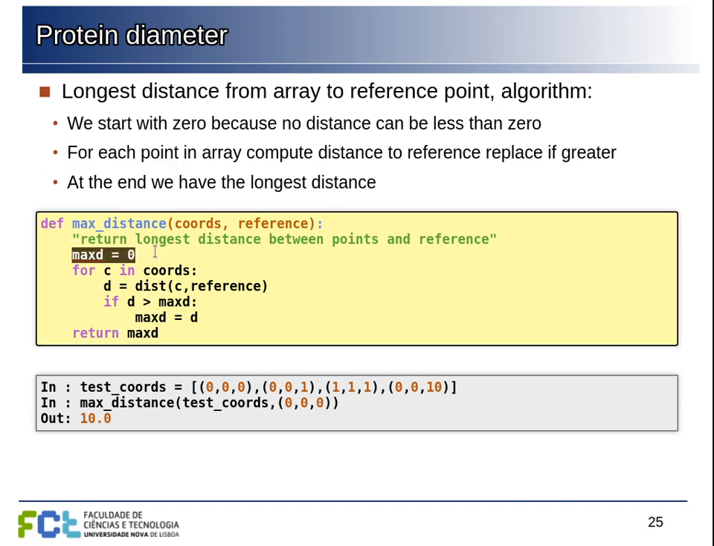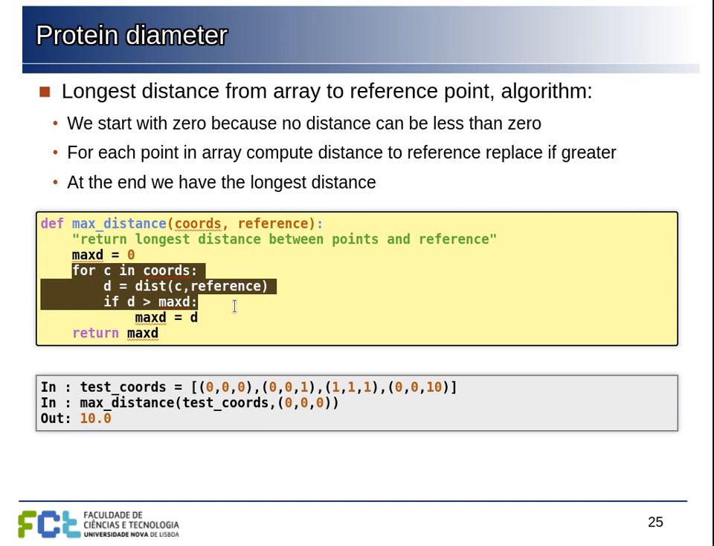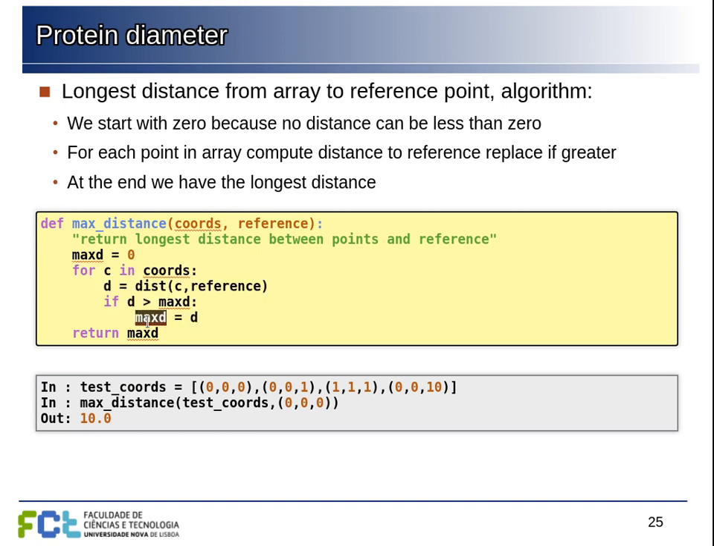We start with max d at 0. For each point in these coordinates, for each c in these coordinates, we compute the distance to the reference point and check if this distance is greater than the maximum so far. If it is, we replace the maximum, and so at the end of the loop, the max d value will be the largest of all the distances we found between the points in this list and the reference point.